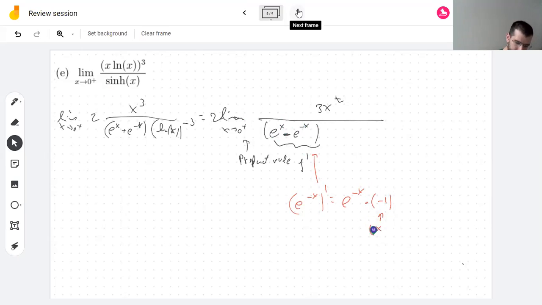This is the derivative of negative x times the function. No, oh, let's start with a minus sign. So this is a plus sign. Okay. Times the original function.